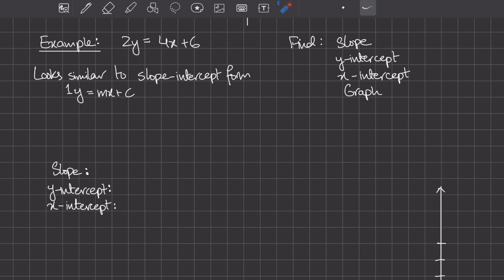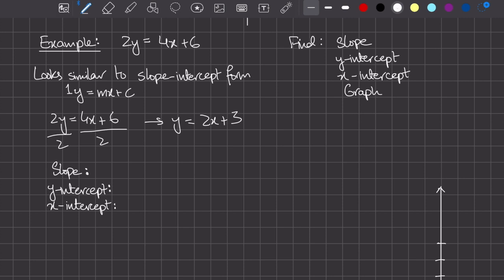We instantly see that this equation is provided to us in the slope-intercept form, but it is not exactly in the slope-intercept form, as the coefficient of y is not 1. This means we need to get rid of it first, so we can divide both sides of the equal sign by 2. This gives us y equals 2x plus 3. Now we can compare this to the general form to find the slope equal to 2 and the y-intercept as 3.